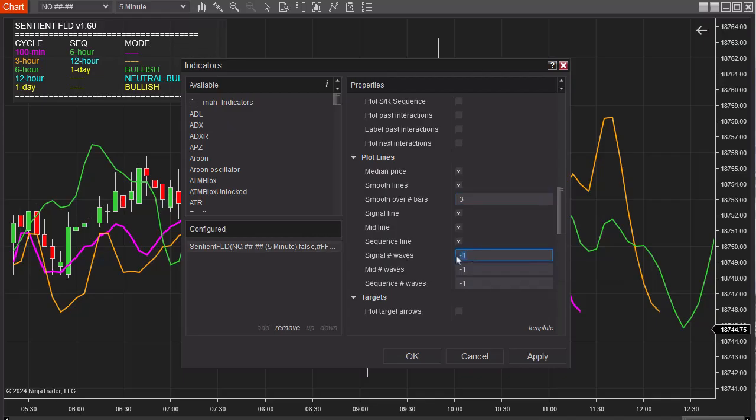By default, and this is the configuration that I find most useful, we plot the signal cycle FLD 2 waves into the past. The mid-cycle FLD we do not plot in the past because we want to see that chart fairly clearly, so we do not clutter it up with the mid-cycle FLD or the sequence cycle FLD. By entering a figure of 0 in each of those boxes, we do plot that FLD into the future, but not into the past. Let's apply those properties and see what happens.